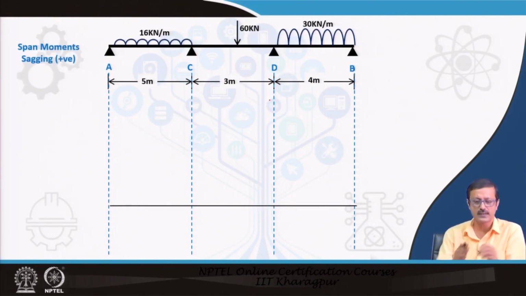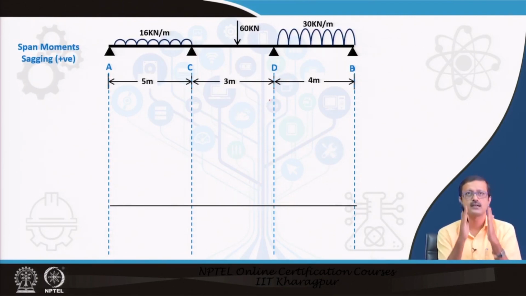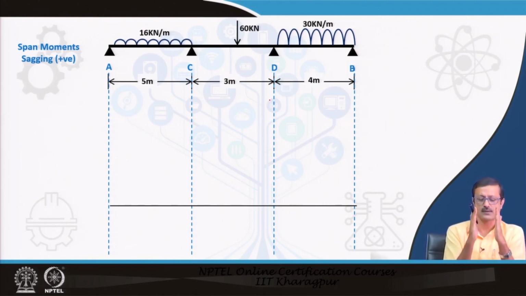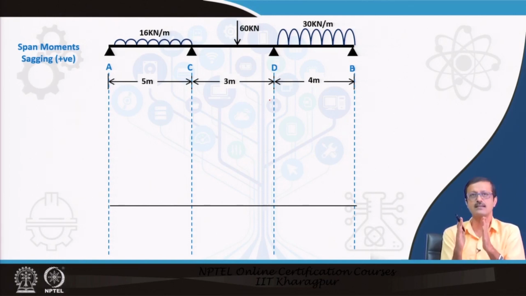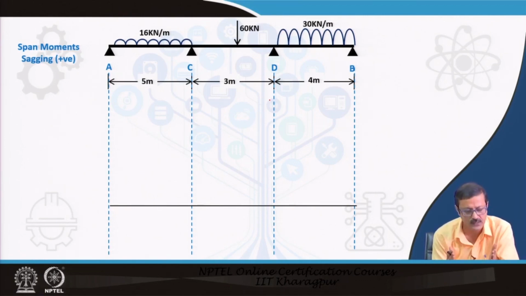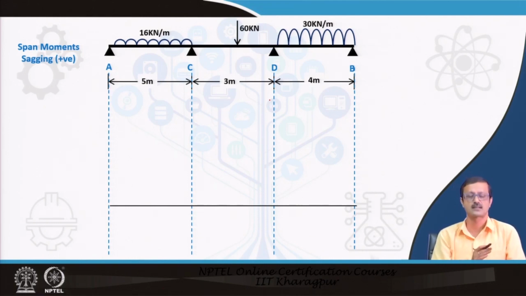Now, in the next case I can see the span moment. For the span moment, I will take AC as a simply supported case, again CD as a simply supported case, and again DB as a simply supported case. Even if end A is fixed, I will still take AC as simply supported and CD as simply supported. Even if B is fixed, I will take DB as a simply supported case.